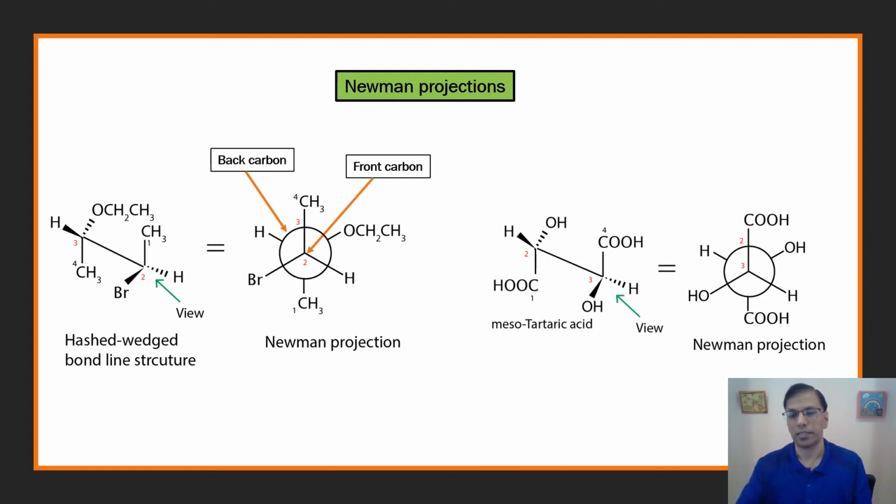You can look at another example of meso-tartaric acid. Here the carboxyl groups are in the anti position, opposite directions. One is going up this way, the other is down. And you look at the molecule here, and this is carbon atom 3 and this is carbon atom 2. Carbon atom 3 you look at first, so it will be represented as a stick, whereas carbon atom 2 in this case is the back carbon atom, and so it's represented as a ball and the substituents are attached.